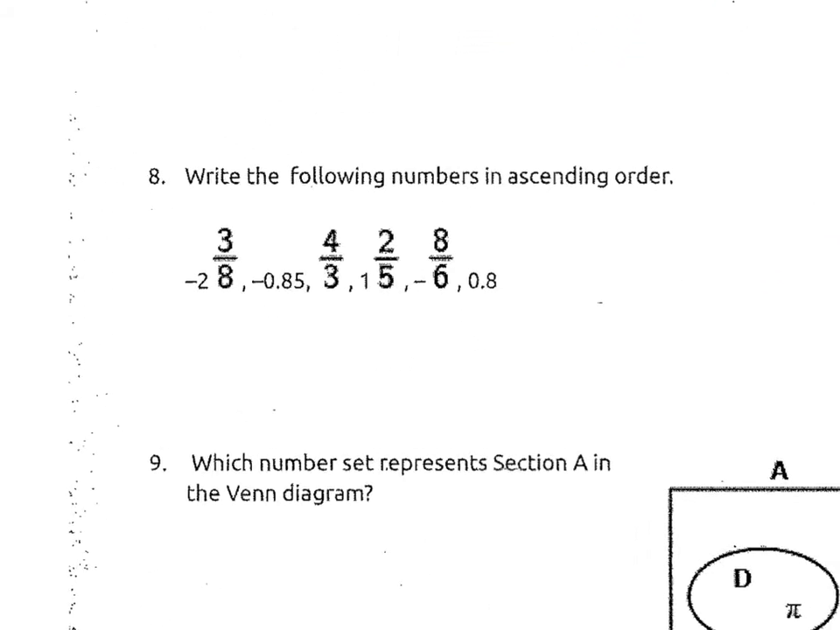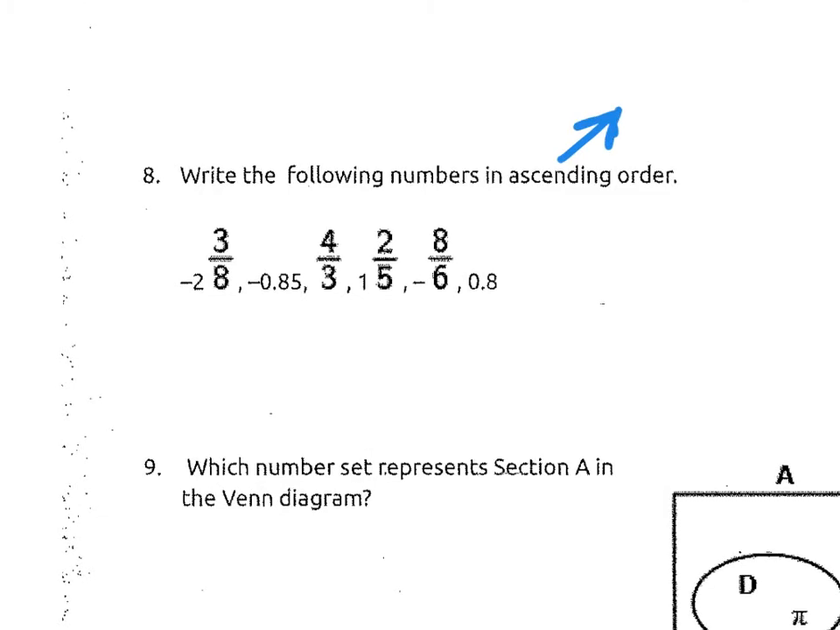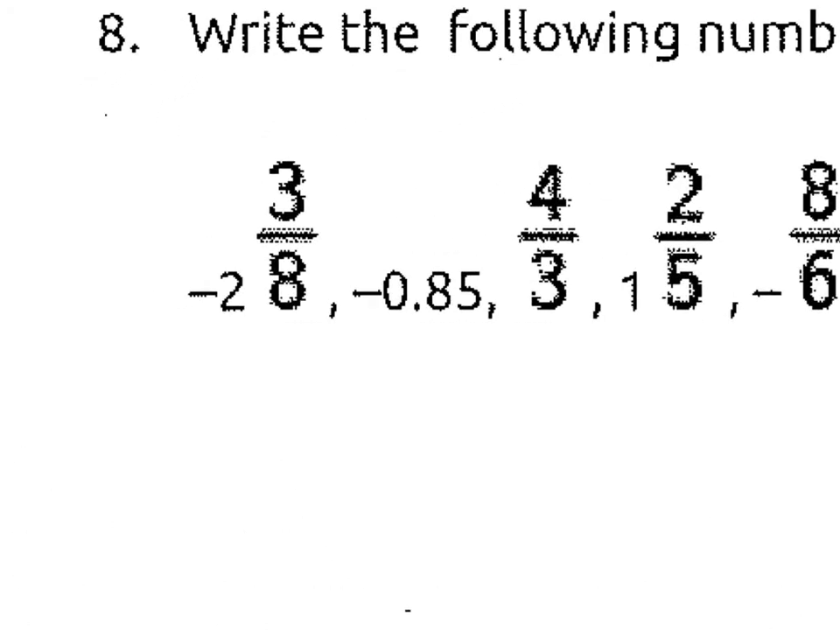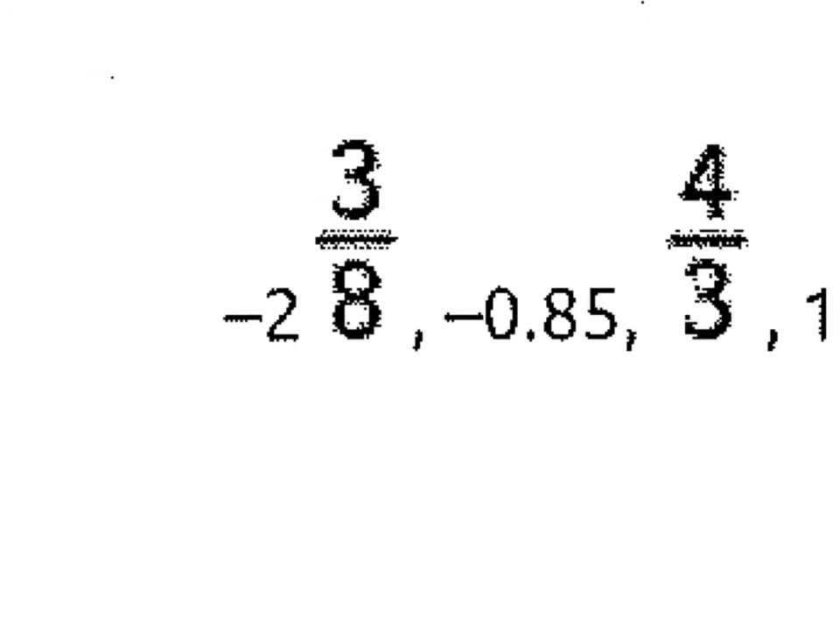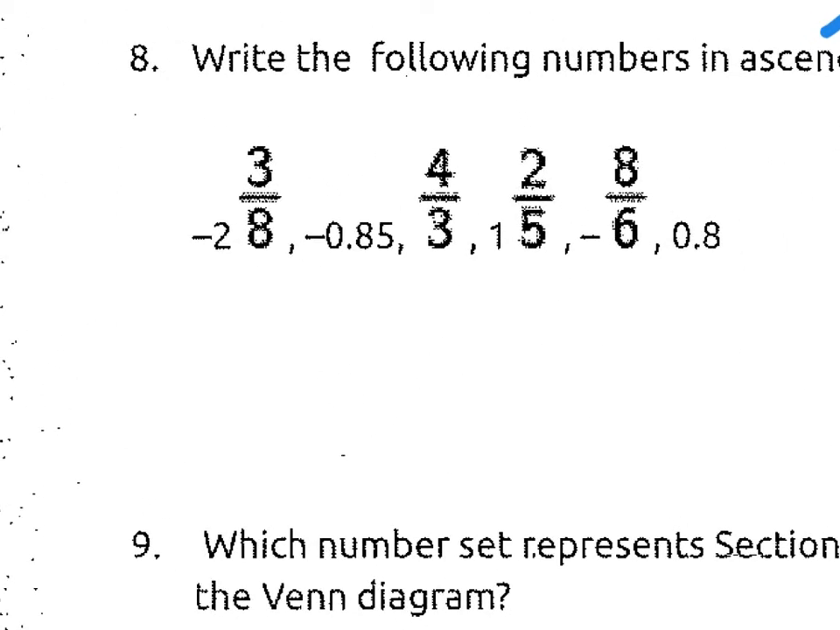Alright. In ascending, we're going to ascend. That means go up. So again, I'm going to change each of these to a decimal. Okay, these numbers look a little bit weird. I'm going to assume that this is negative 2 and 3/8 because there's no comma before it. So I'm going to start labeling this. So I've got negative 2. Now I need 3/8 as a decimal. So I'm going to do 3 divided by 8. That's going to be 0.375. This other one is already a decimal, so negative 0.85. And I'm going to add an extra 0 to it.